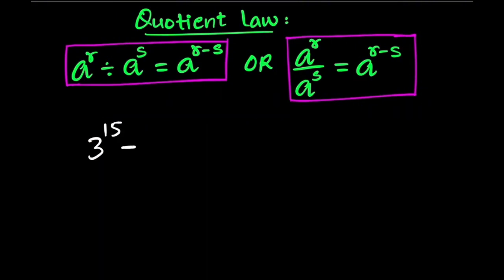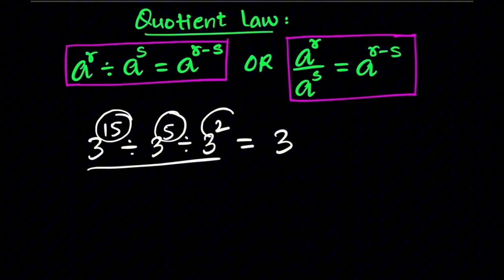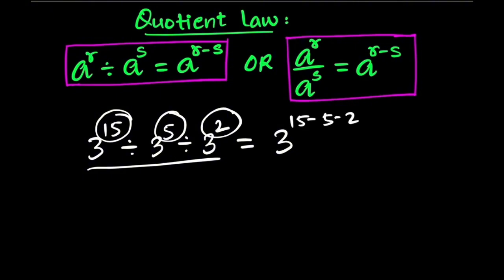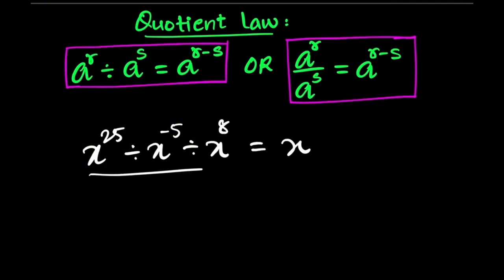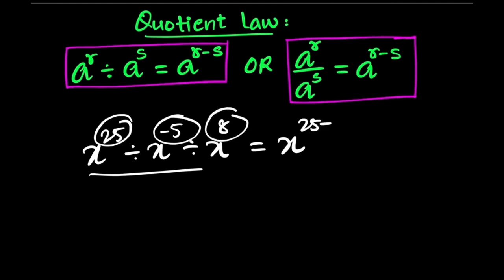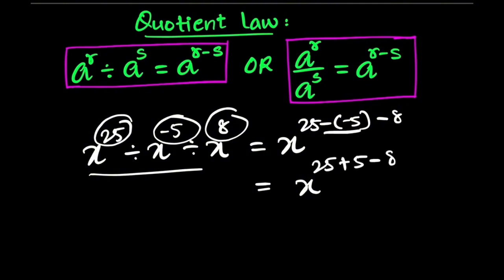Another example, 3 raised to 15 divided by 3 raised to 5 divided by 3 raised to 2. Since the bases are the same, write the same base and subtract the exponents. So 15 minus 5 minus 2, and this equals 3 raised to 8. One more example, x raised to 25 divided by x raised to negative 5 divided by x raised to 8. Write the same base and subtract the exponents. That is 25 minus negative 5 minus 8, which equals x raised to 25 plus 5 minus 8, and this equals x raised to 22.